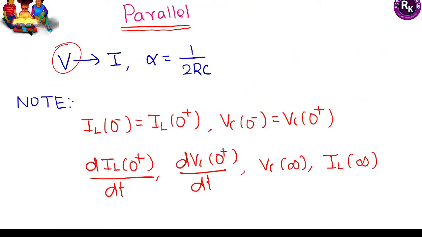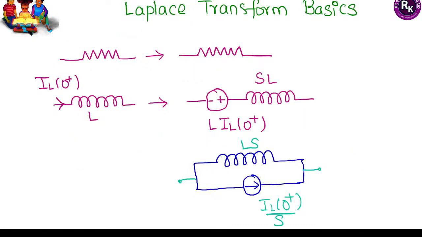And all you have to do, while solving second order circuit problems in the transient case, is that most of the time the question will be: what is the value of IL of 0, VC of 0, dIL of 0 plus by dt, dVC of 0 plus by dt, d square IL of 0 plus by dt square, d square VC of 0 plus by dt square, and VC of infinity, IL of infinity. These are the most repeated questions when it comes to second order circuits. So try to learn how to solve all those questions.